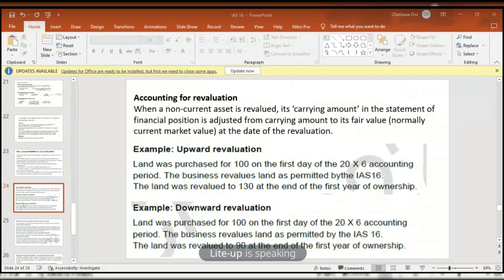So let me have it as example 8. Example 8 here. It's going to be revaluation of assets. So we want to say the land was purchased, so at cost.